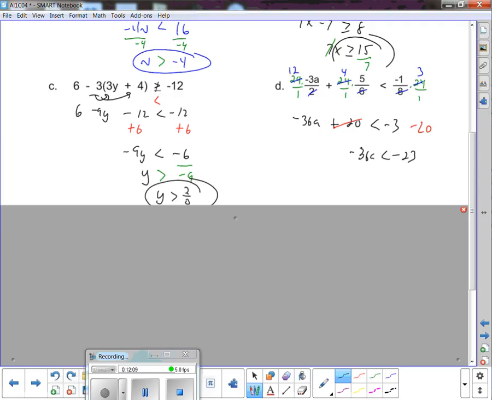Yuck. And we're going to divide both sides by a negative 36. And again, whenever I do that, I immediately reverse my inequality symbol because I divided both sides by a negative. And this thing's prime, isn't it? 23 is a prime number. So 23 over 36. A greater than 23 over 36. Doable?